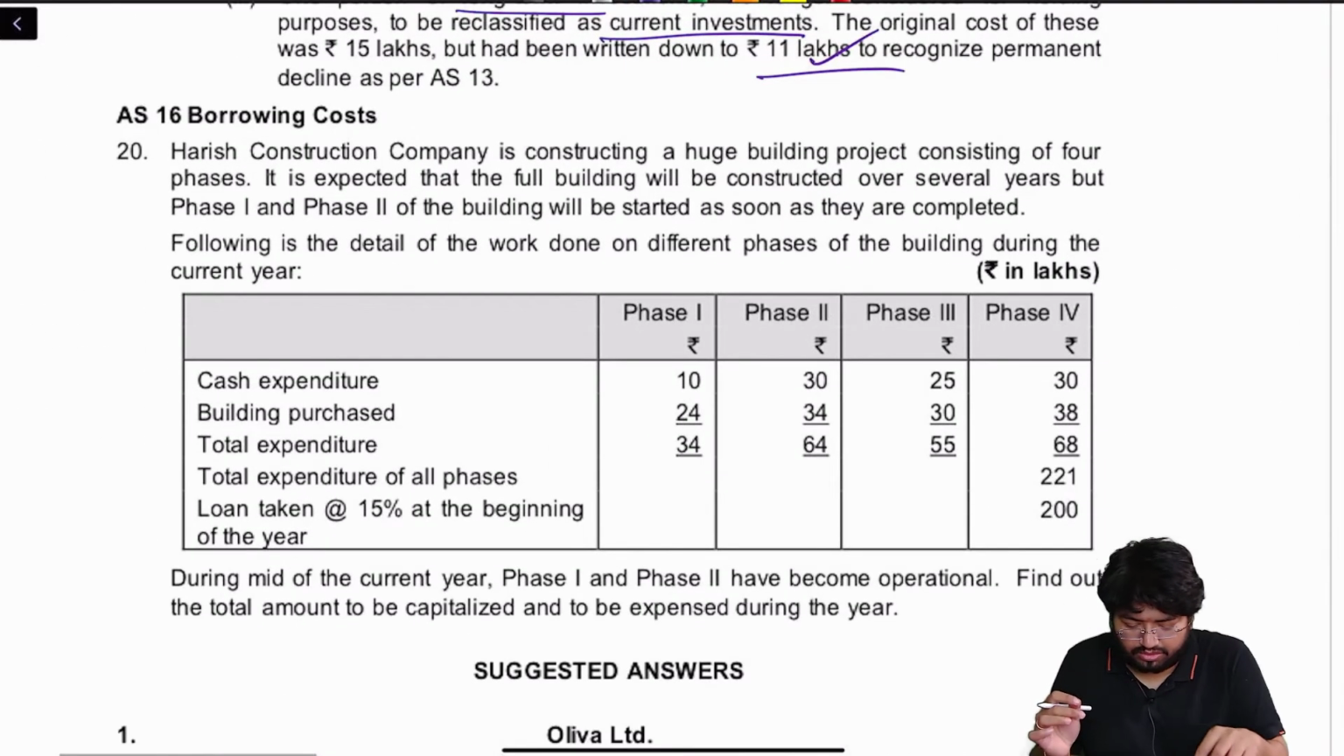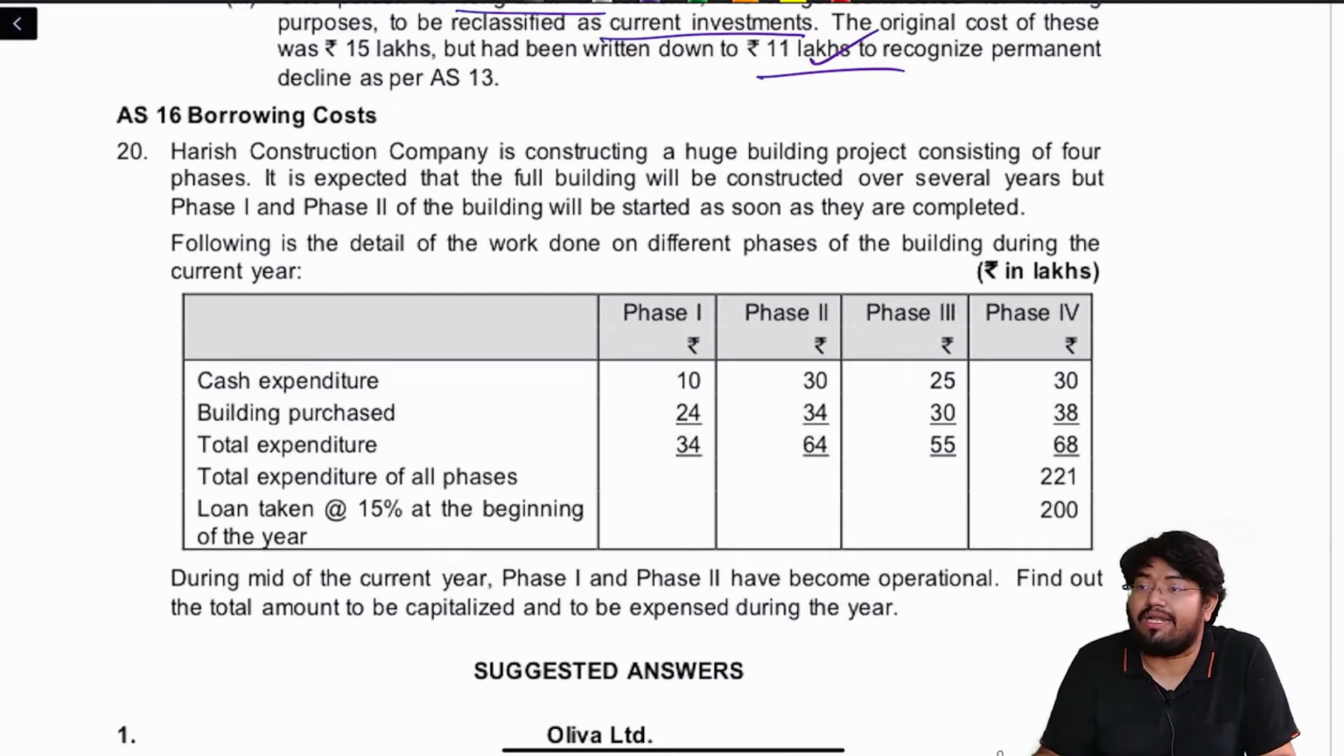Now let's go to the last question, 20th question, regarding AS 16 borrowing cost. Harish Construction Company is constructing a huge building project consisting of 4 phases. It is expected that the full building will be constructed over several years, but phase 1 and phase 2 of the building will be started as soon as they are completed. Following are the details of the work done on different phases of the building during the current year.